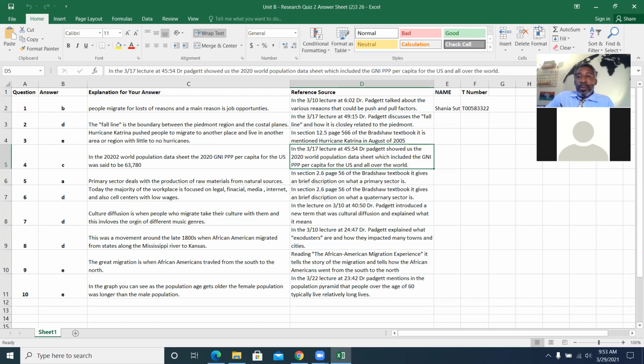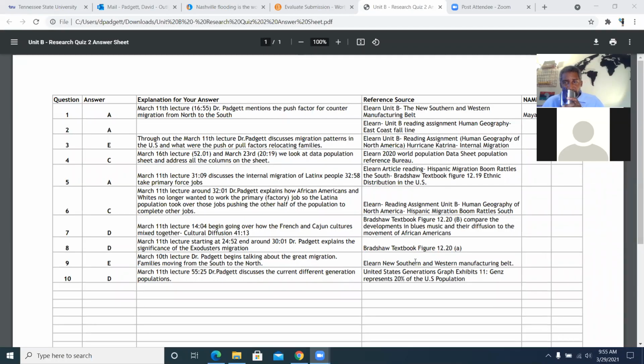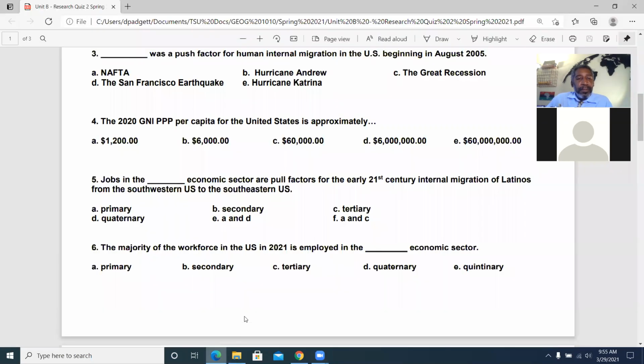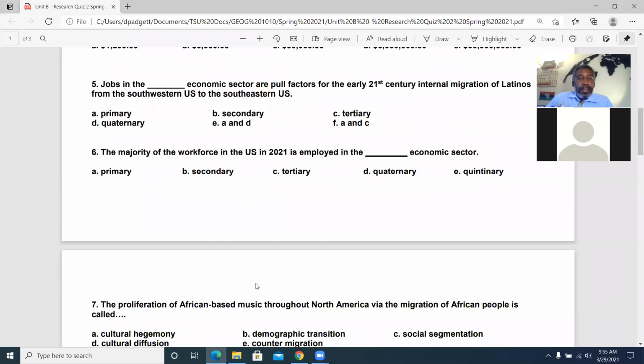I'm going to pause the recording here for just a minute while I do that. Okay, so I'm going to go back, share my screen. And so here we have Weaver's answer sheet. So now we're down to question 5. Jobs in the blank economic sector were pull factors for the early 21st century internal migration of Latinos from the southwestern United States to the southeastern United States. So let's see what the answer is here.